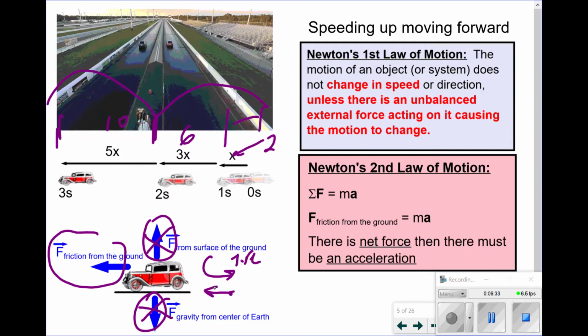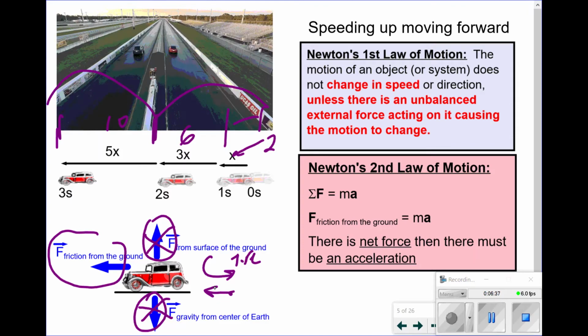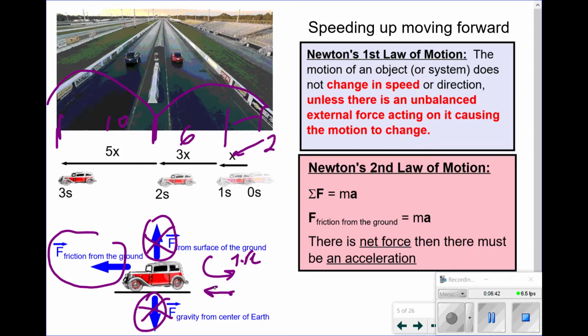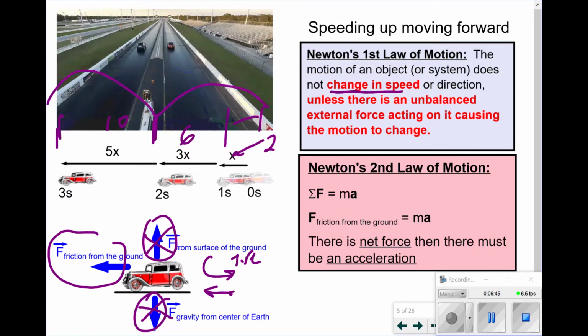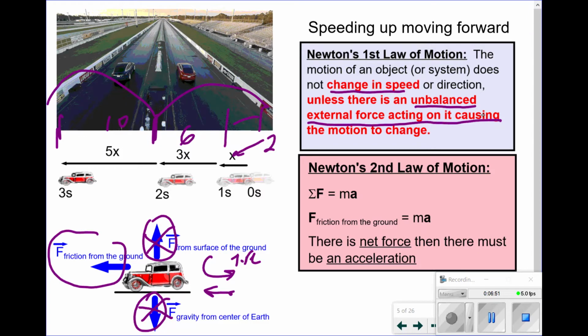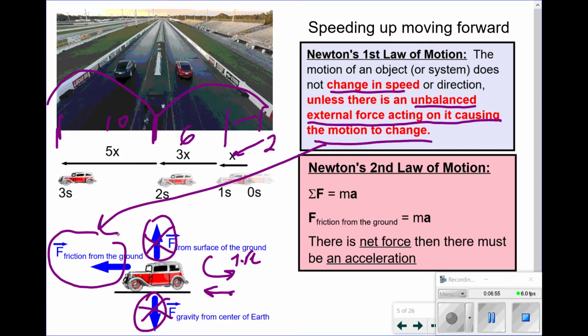But this is unbalanced. There's nothing here really to fight it or equal it out. And for that reason, I do actually have a change in speed because according to the first law of motion, there will be a change in speed if there is an unbalanced external force acting on it to cause the change in motion. And that is exactly what we have right here.